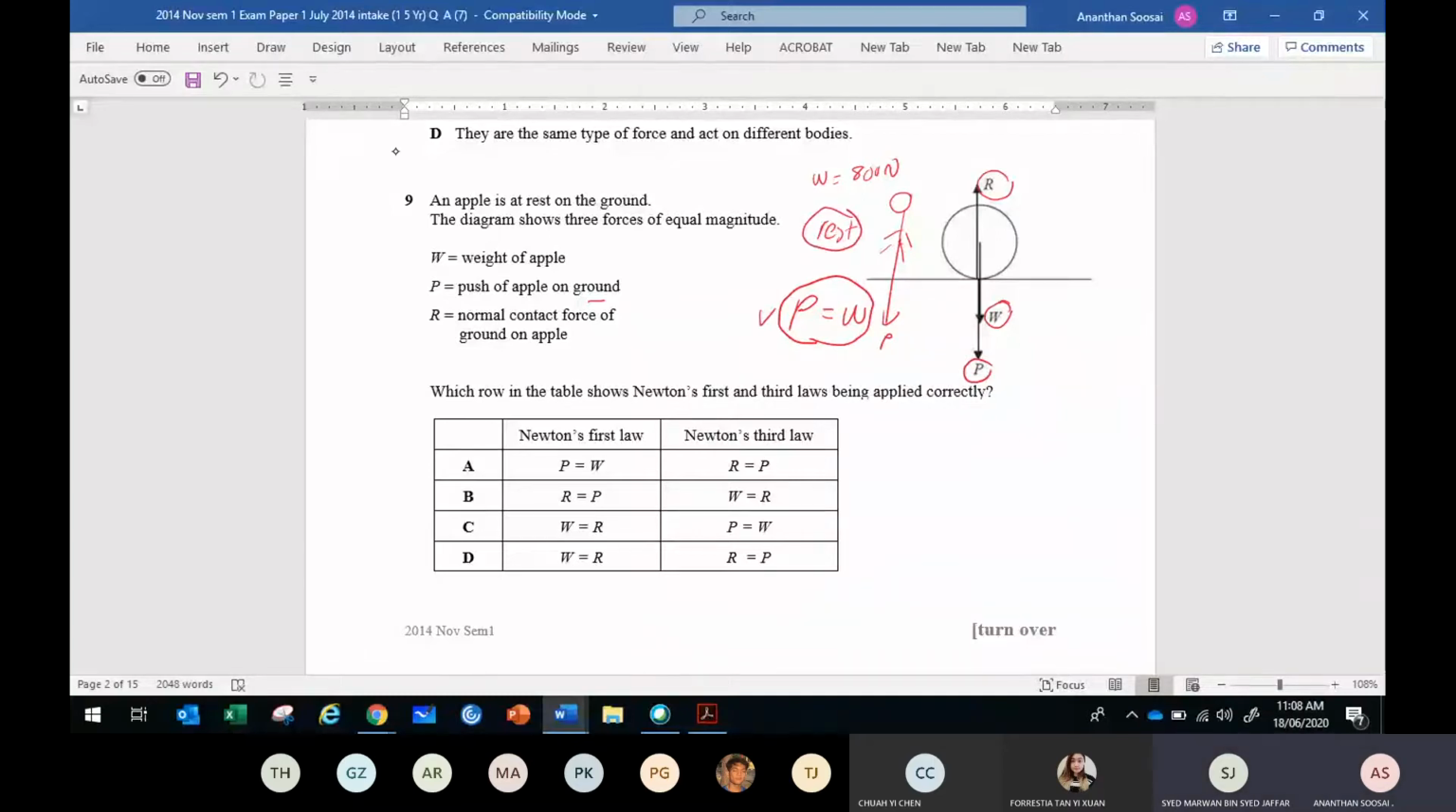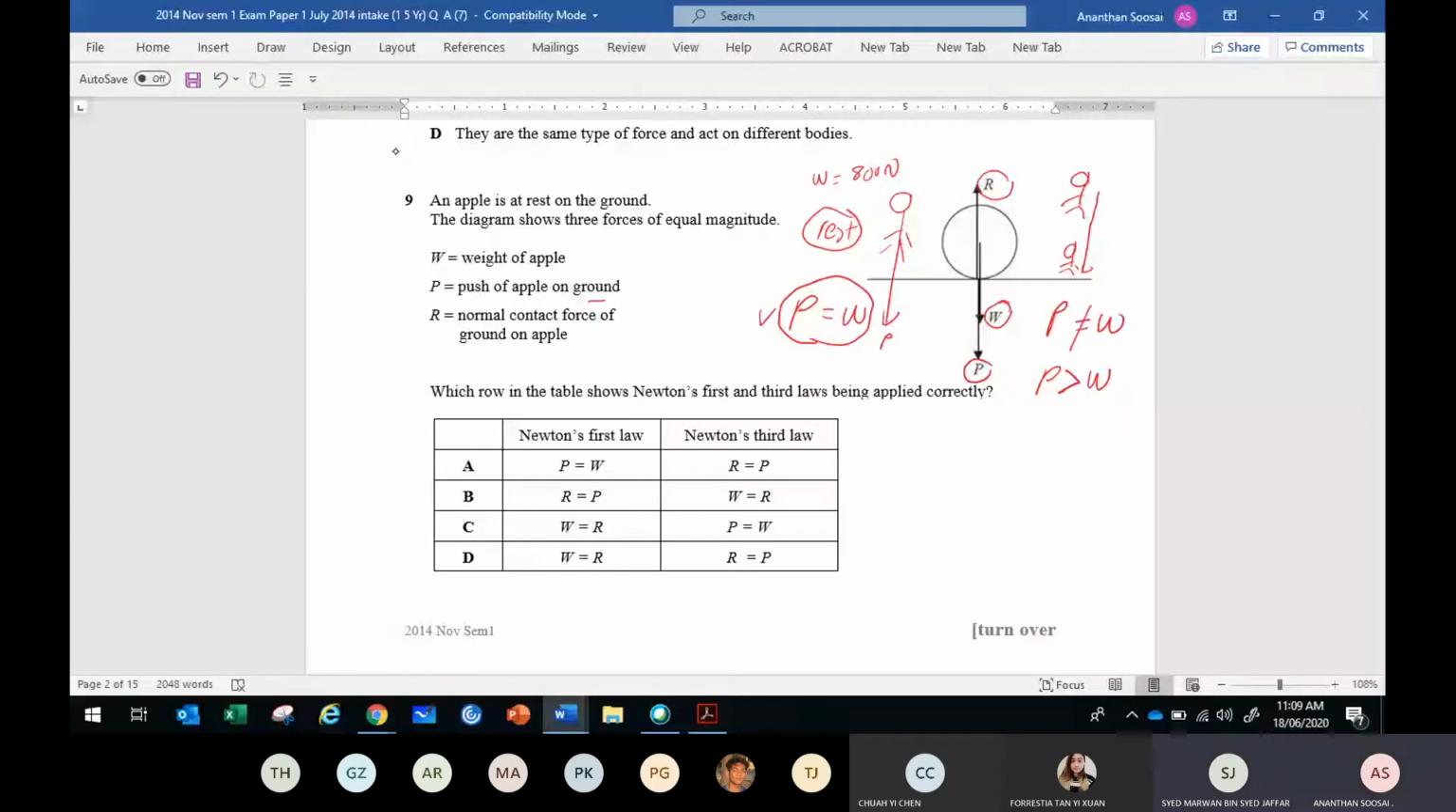But if you jump from a certain height, you come down and land on the ground. In this case, with the impact, P and the weight are not the same. Is P greater or W greater when you land on the ground? P greater, right? P is definitely going to be greater than W. So P and W are not the same.